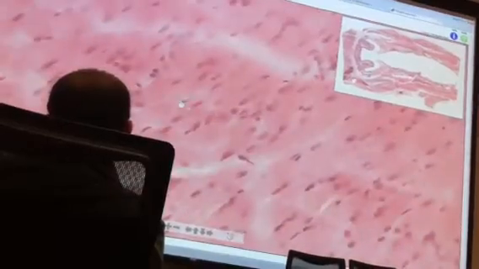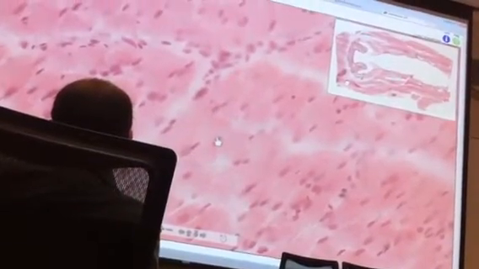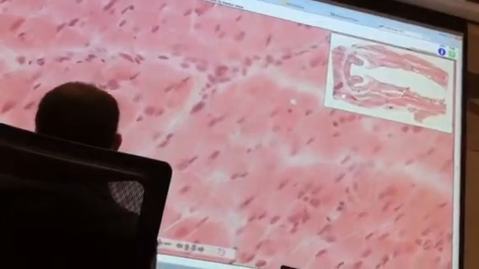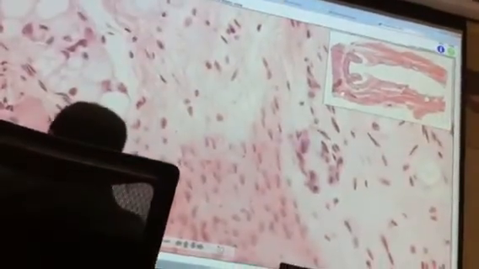What kind of tissue is this? Skeletal muscle, right? Yep. So you can actually see the striations. You can see the peripheral nuclei. So that's what you should be looking for on this one.